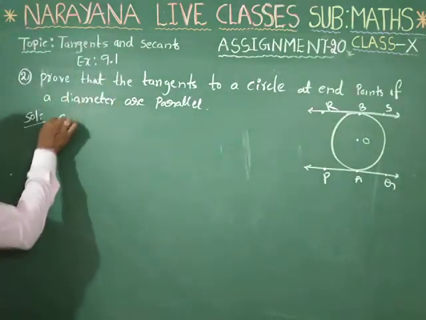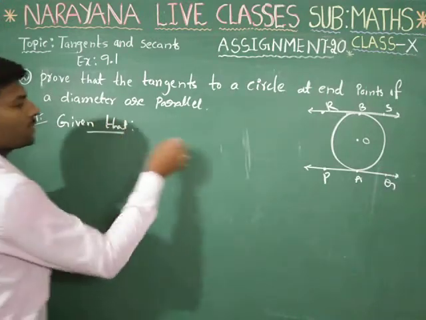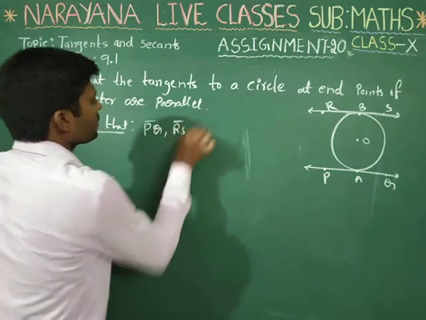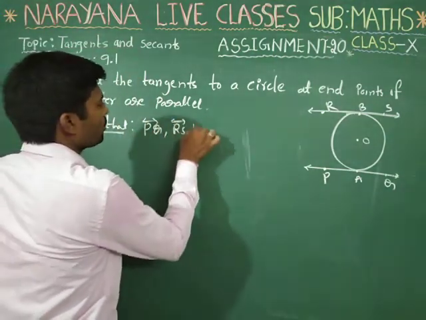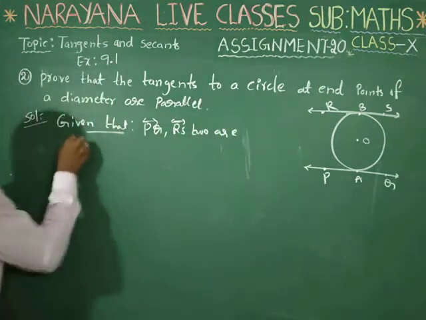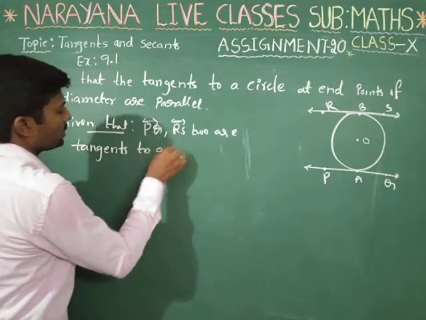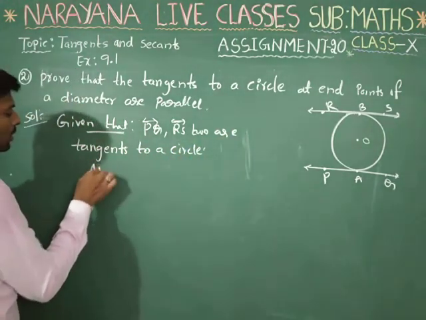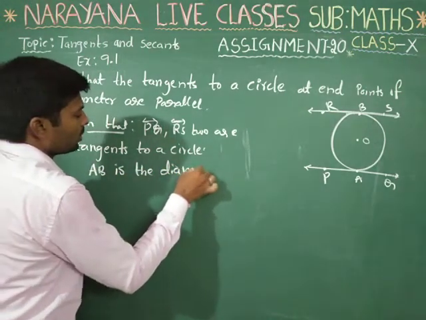Given that PQ as well as RS are tangents to the circle, and AB is the diameter.